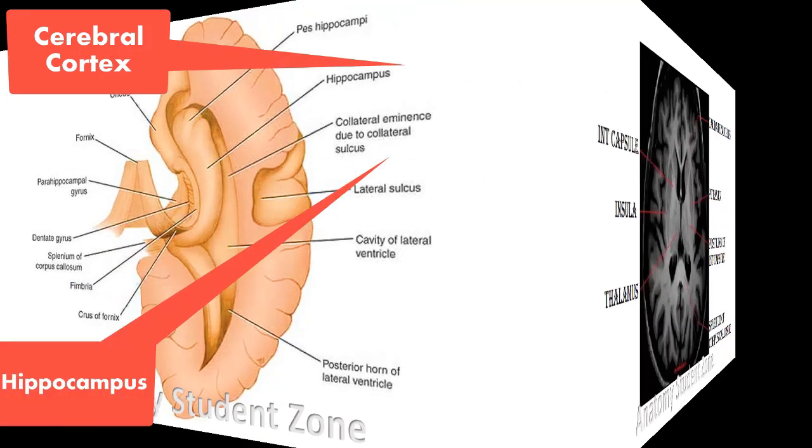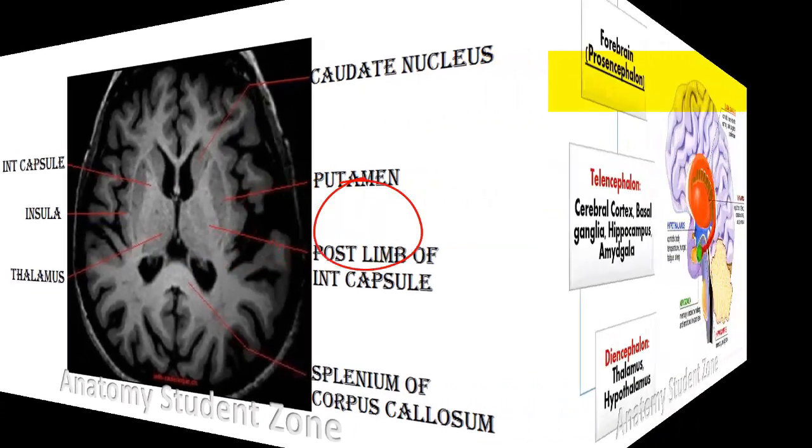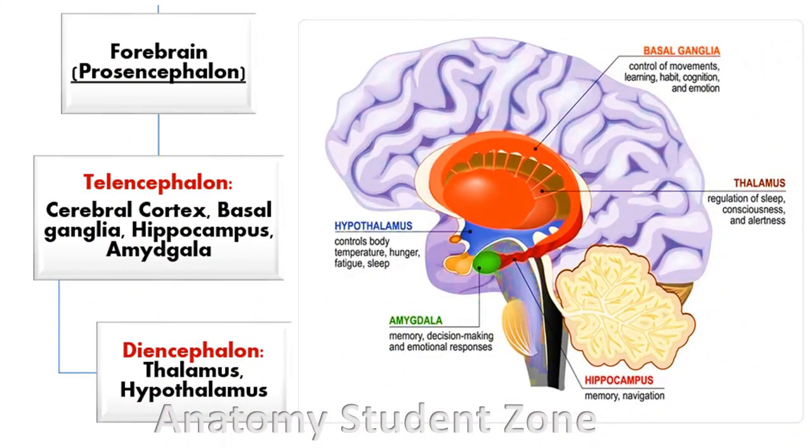In this image, you can identify the basal ganglia, which are a collection or group of subcortical nuclei. These subcortical nuclei are linked to the thalamus and are located at the base of the brain. The basal ganglia are involved in the coordination of movement. If I summarize the forebrain, it's divided into two vesicles, telencephalon and diencephalon. The telencephalon forms the cerebral cortex, basal ganglia and the hippocampus, while the diencephalon forms the thalamus and hypothalamus.